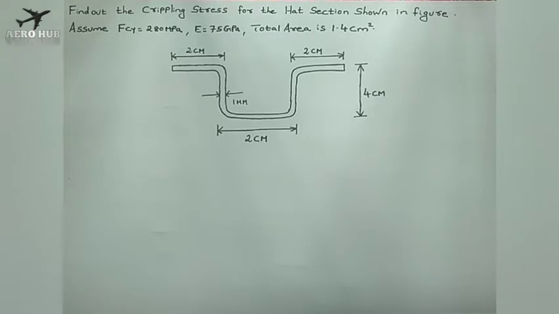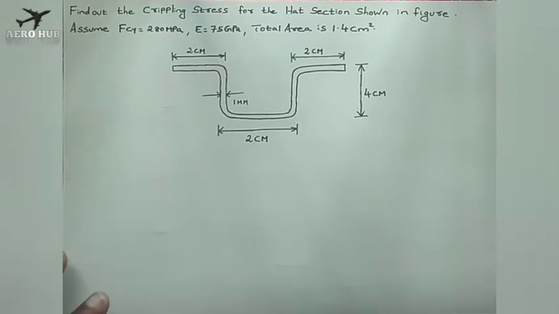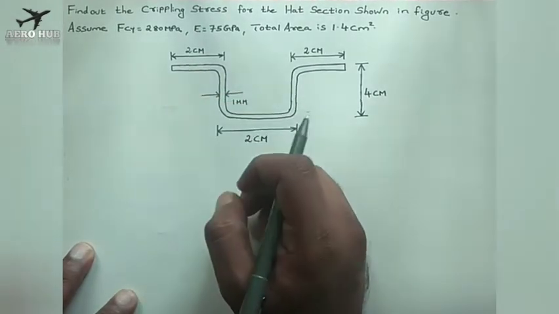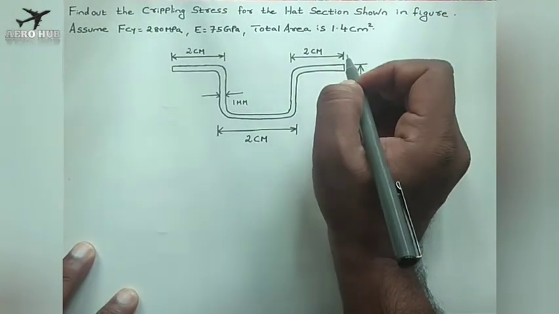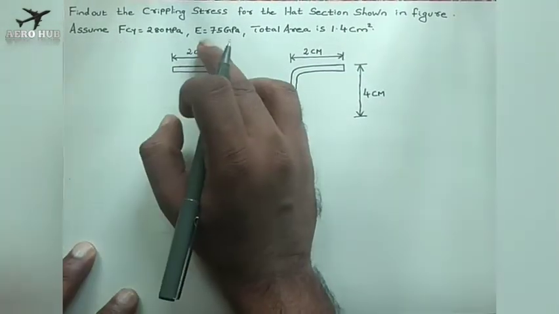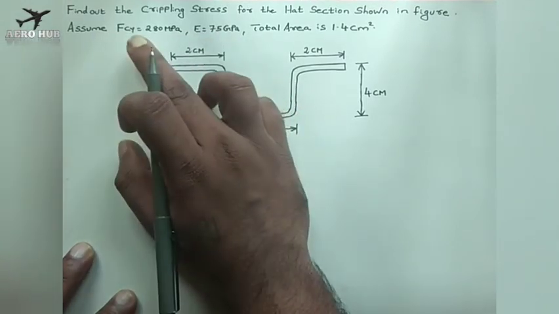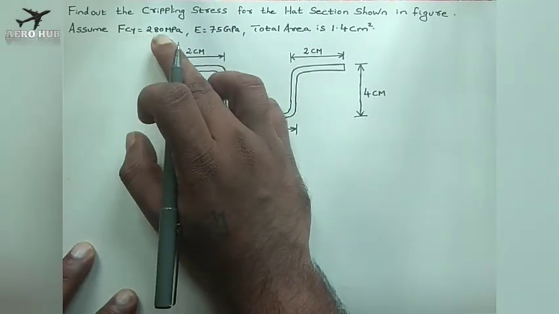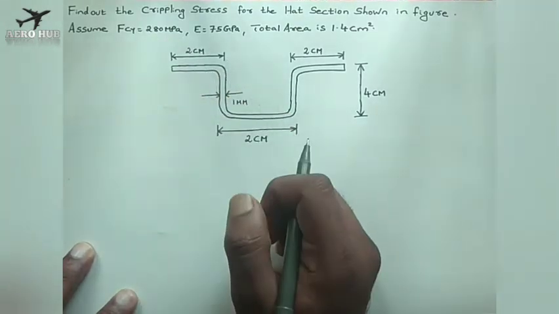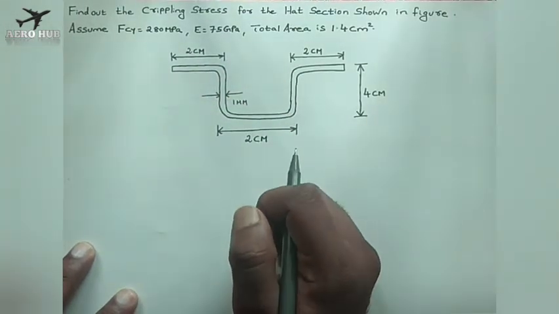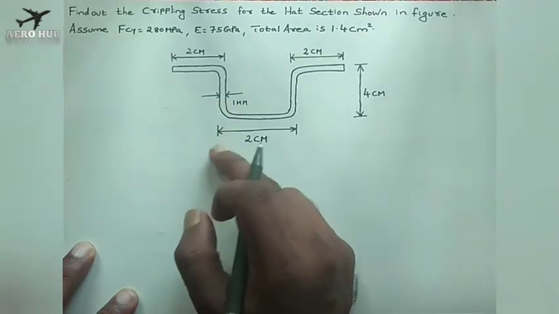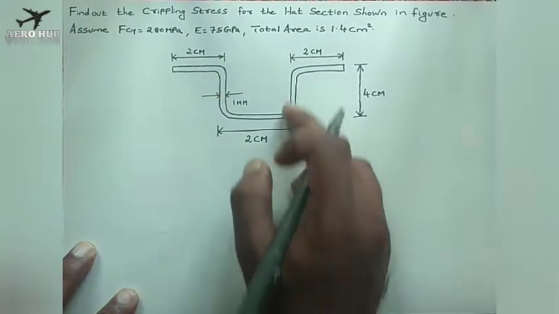In the previous lecture we discussed one of the important methods to estimate crippling stress for a section, Gerard's method, and in this lecture we will solve a numerical problem to get a better understanding of Gerard's method. We have a hat section and the total area is 1.4 centimeter square. They have given the value of Young's modulus as 75 gigapascal and compressive yield strength as 280 megapascal, and we have to find out the crippling stress using Gerard's method. The thickness is 1 mm here, and these are the dimensions of the hat section.